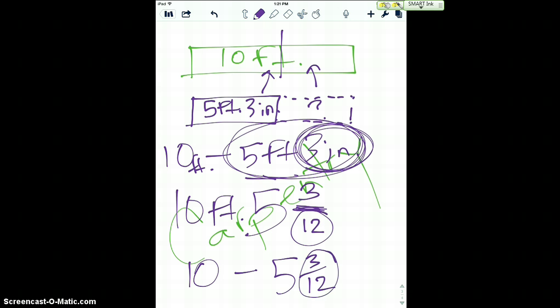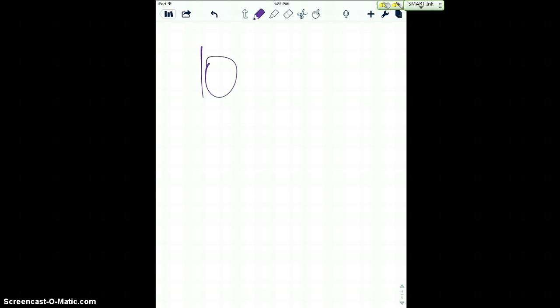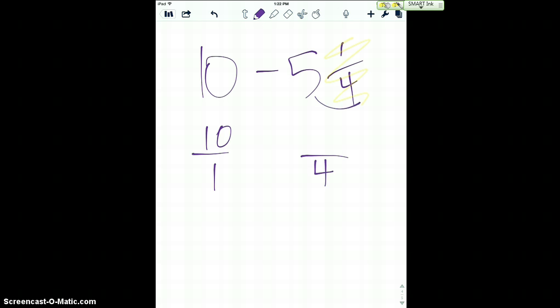And 3/12 is really what? As a simplified fraction, if we divide both those by 3, we are at 1/4. So I'm going to write that as 1/4. So I need to take 10 and subtract off 5 1/4. So to do that, I see I have some type of fraction here. So I need to make both these single fractions. So that's going to be 10 over 1. This is going to be, again, we've been doing this in class, 21 over 4.